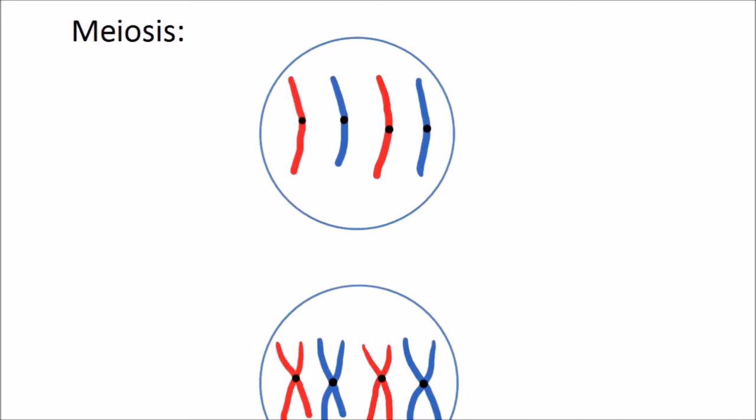We start with a cell which has 46 chromosomes arranged in 23 pairs. So this is just a normal cell containing the normal number of chromosomes, 46. I've only drawn 4 here, and they are arranged in pairs, so I have 2 pairs. In each pair, one of the chromosomes comes from the father and one from the mother. So let's assume the red one comes from the father and the blue comes from the mother. And the two chromosomes within a pair contain different versions of the same genes.